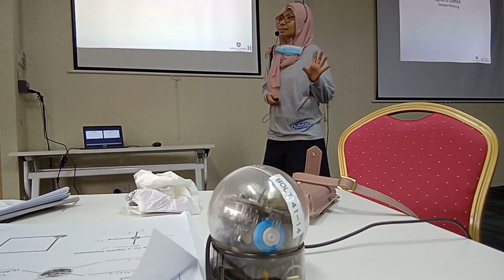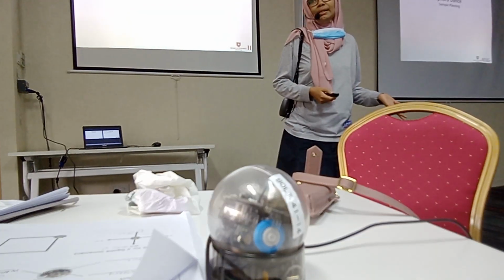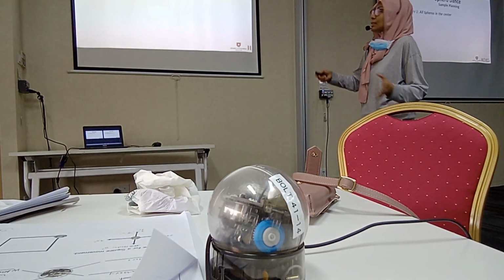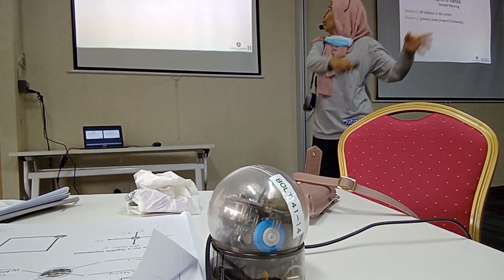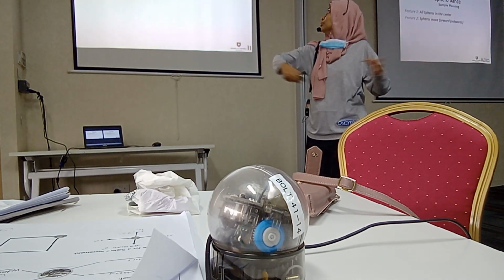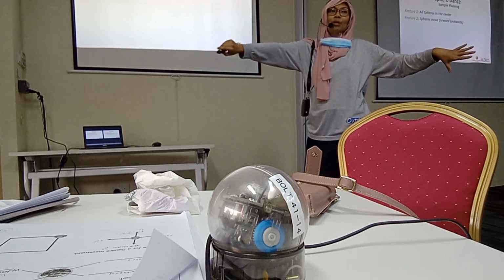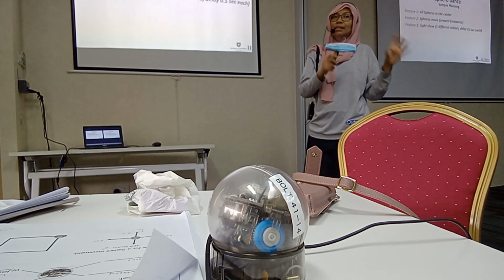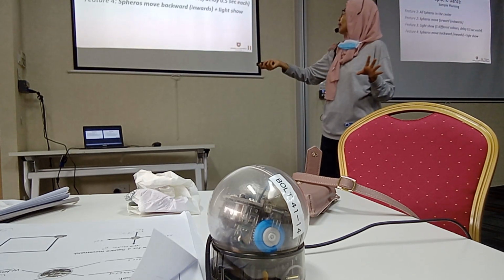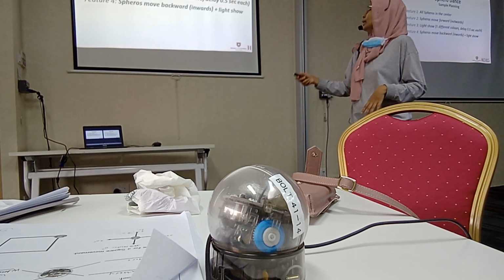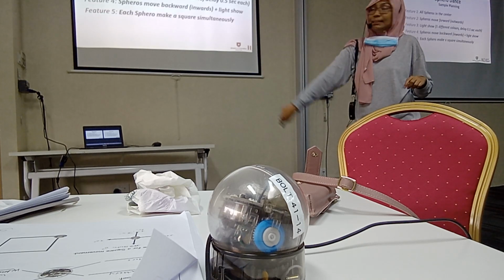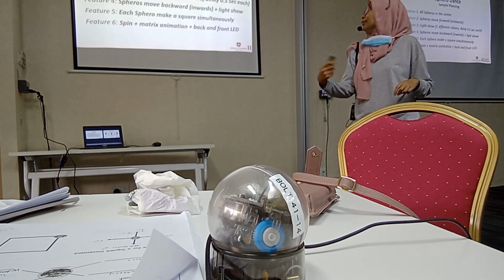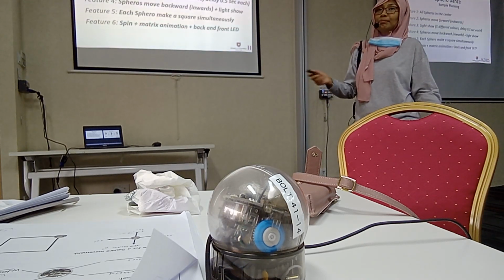Alright, this is a sample plan from other students. First, they make the Spheros all in the center, then they make the Spheros move forward and go outwards. Then it shows different colors. After that, the Spheros move backward, and there is a light show. After that, each Sphero makes a square simultaneously, and then they spin and the matrix lights up, back and front also.